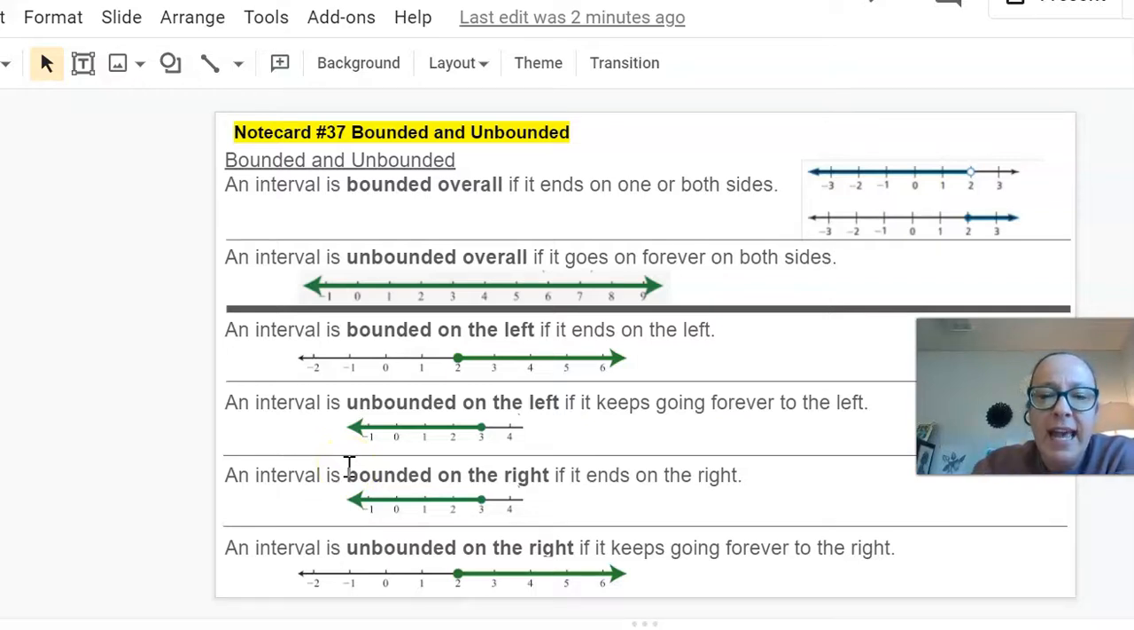So now pause me and write down these definitions and then a quick graph. It doesn't have to be labeled with all of the numbers, but a quick graph so you can see, oh, these are number lines and this is what they're talking about. So pause me and get that done.